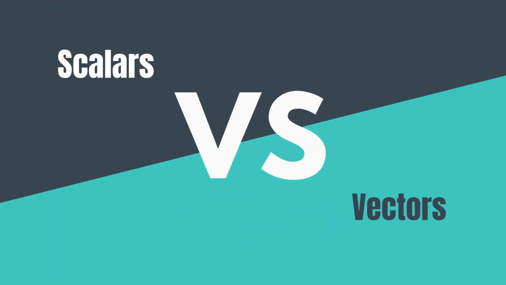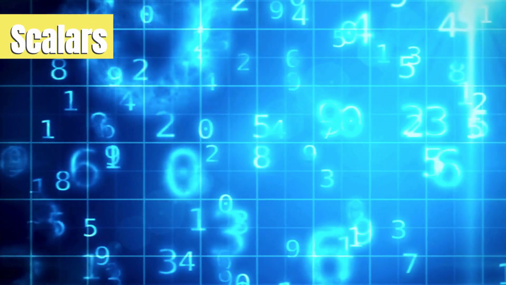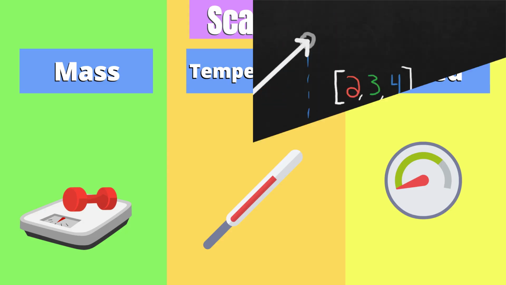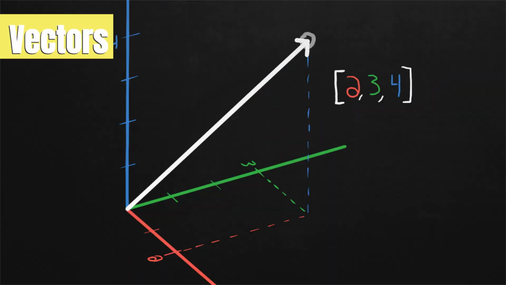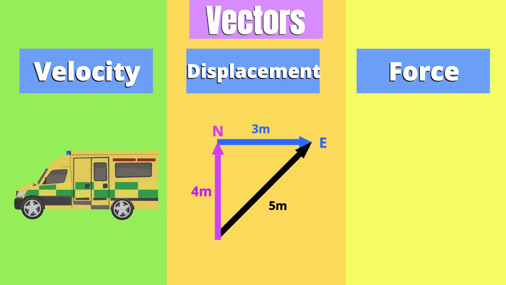Scalars versus vectors. Different worlds. To really get the difference, think about scalars as numbers that don't care about direction. Mass, temperature, speed, they just tell you how much, with no concern about which way you're headed. Vectors, on the other hand, are all about the numbers and the direction they're pointing. Velocity, displacement, force, these are all quantities with attitude.